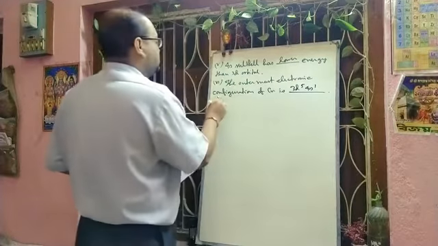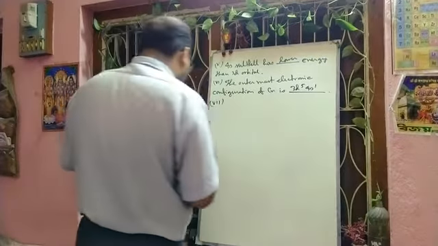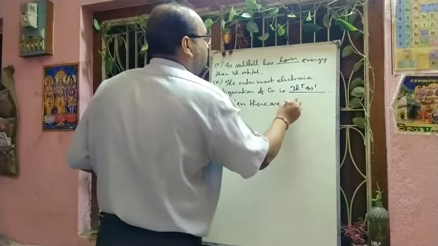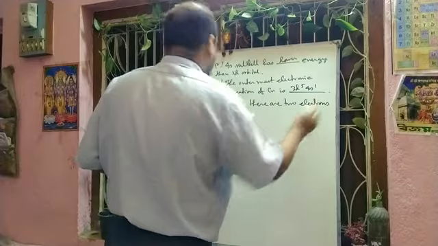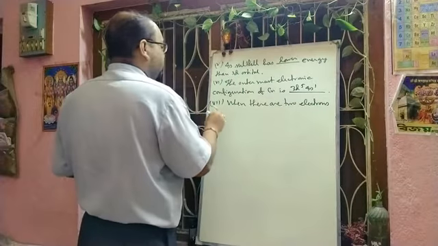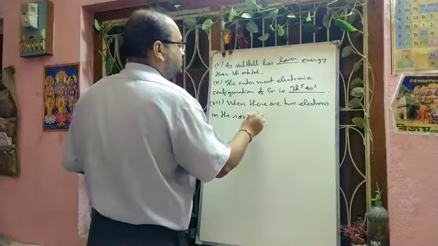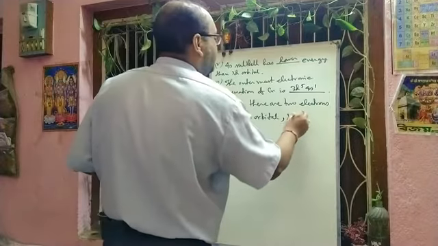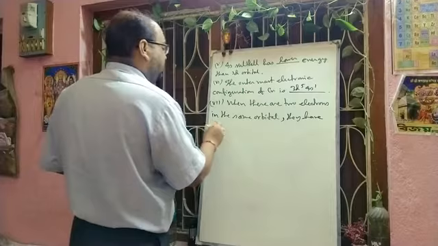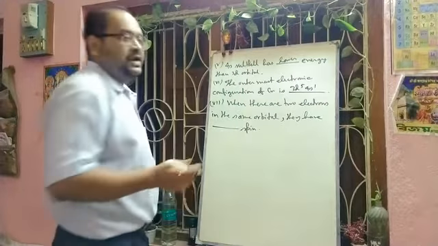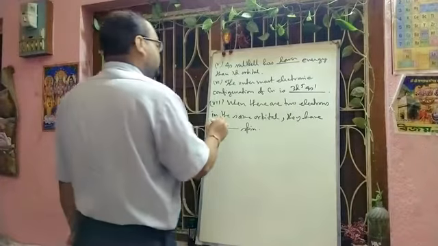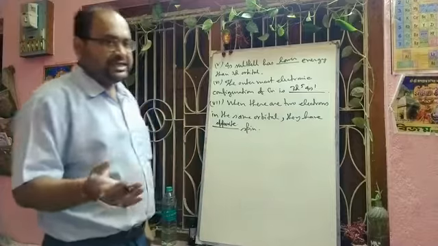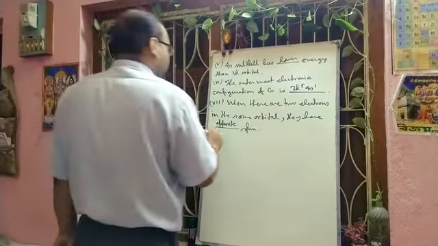3d5 4s1. Next question I discuss that when there are two electrons in the same orbital, they have dash spin. So definitely they have opposite spin. Same spin will repel each other, opposite spin will attract each other and become stable.